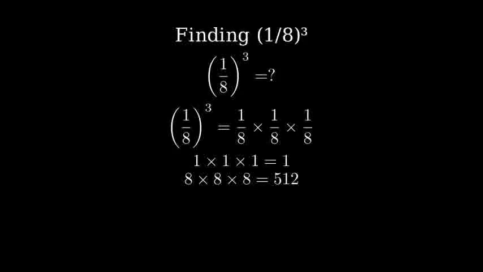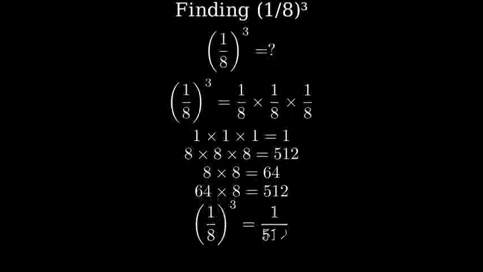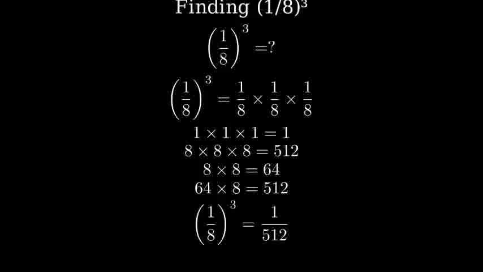Let's see how we get 512 in the denominator. First, 8 times 8 is 64. Then 64 times 8 equals 512. So when we put this all together, 1/8 cubed equals 1 over 512.